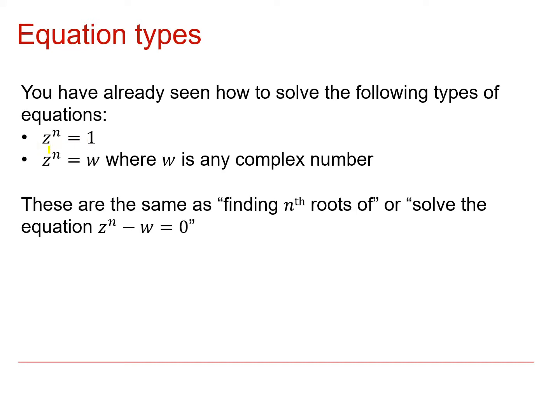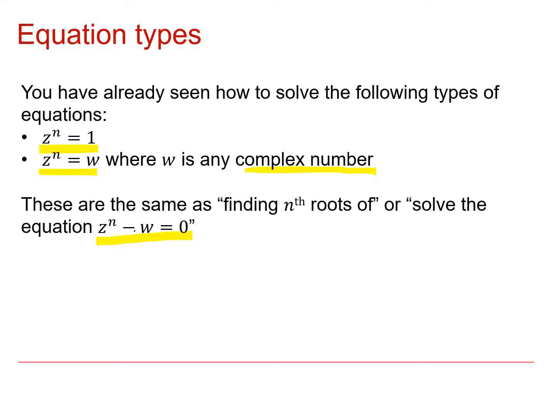We've already seen how to solve equations like z to the n equals 1 and z to the n equals w, where w is any complex number. For z to the n equals 1, we talked about the nth roots of unity, and we also talked about the nth roots of any complex number. However, sometimes we write this as something equals 0, so z to the n minus w equals 0 is another alternative that you'll see for this type of equation.